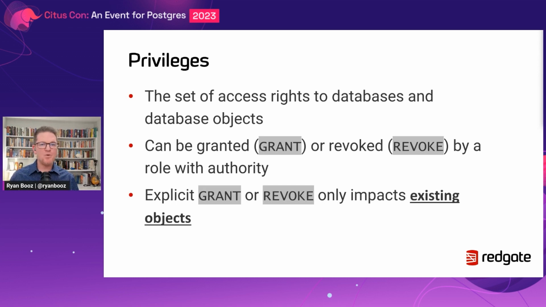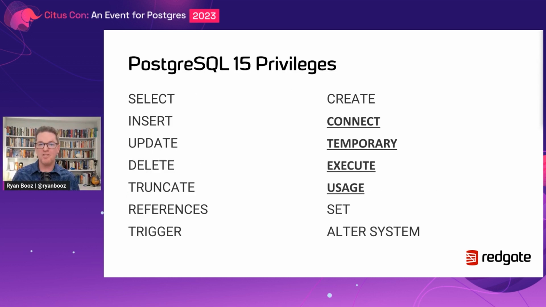Now, anytime you explicitly grant or revoke a privilege, that is only for the objects that are in existence at that moment. So if I were to say grant select on all tables to all roles, it would only grant access at that moment for any objects currently in existence. These are the current privileges in Postgres 15, and the ones that I underlined are, as of Postgres 15, the default privileges given to public, which then everyone inherits from by default.